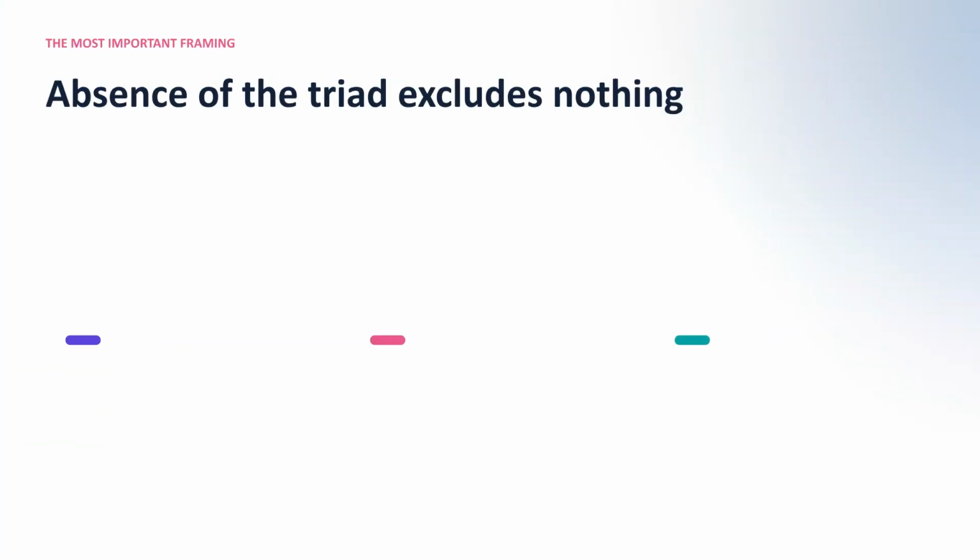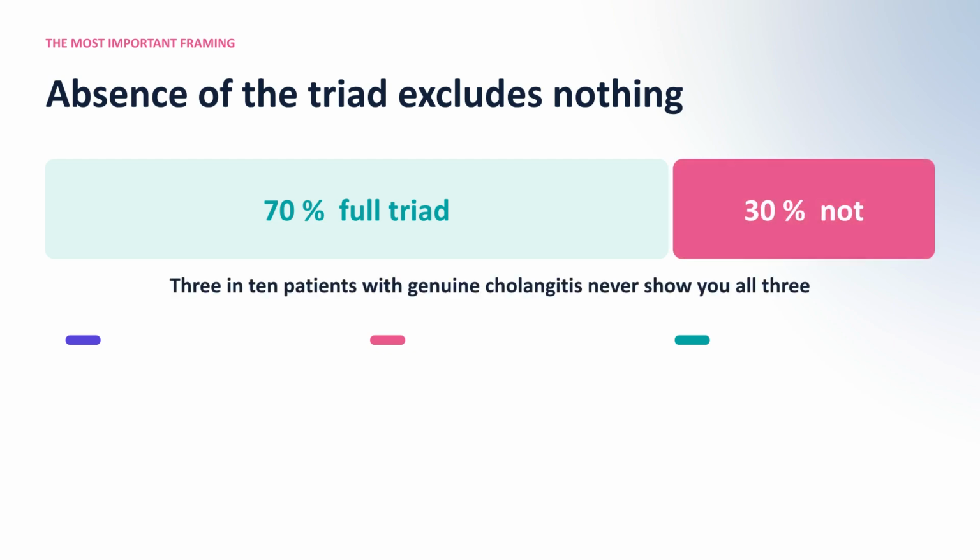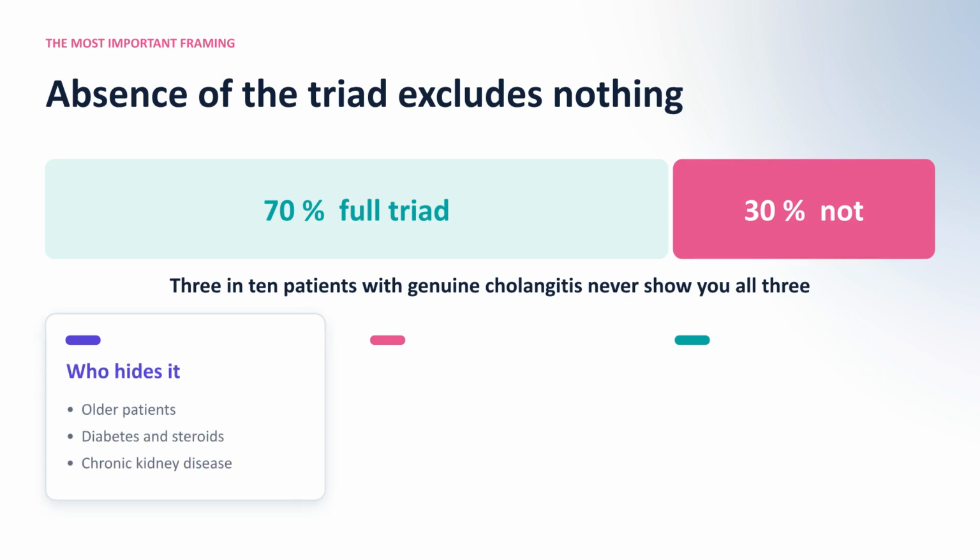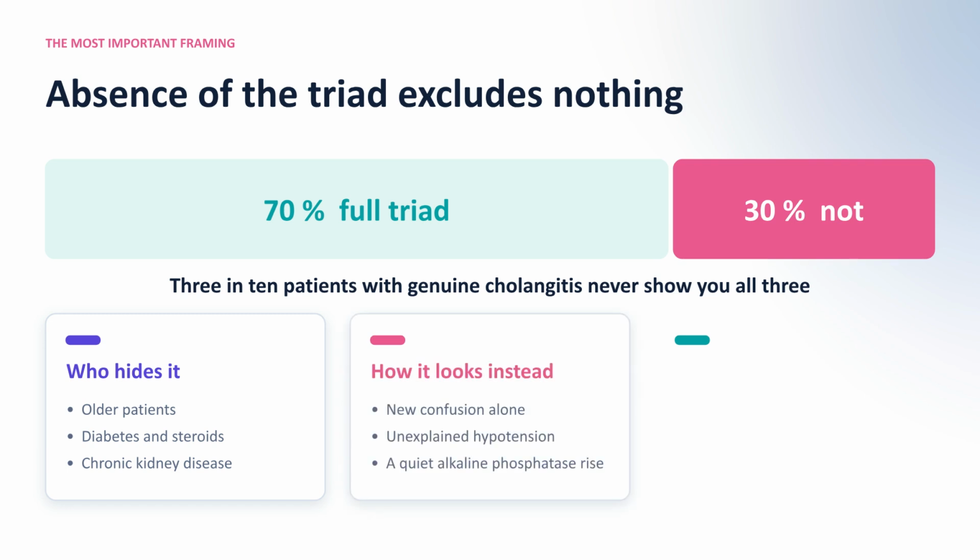Here is the most important framing in this video. The triad is present in about 70% of patients. Turn that around. Roughly 3 in 10 patients with genuine cholangitis never show you all 3 findings. Older patients, patients with diabetes, and patients on steroids may have no fever or no pain. Sometimes the only finding is new confusion, or a quietly rising alkaline phosphatase in someone who simply seems off.